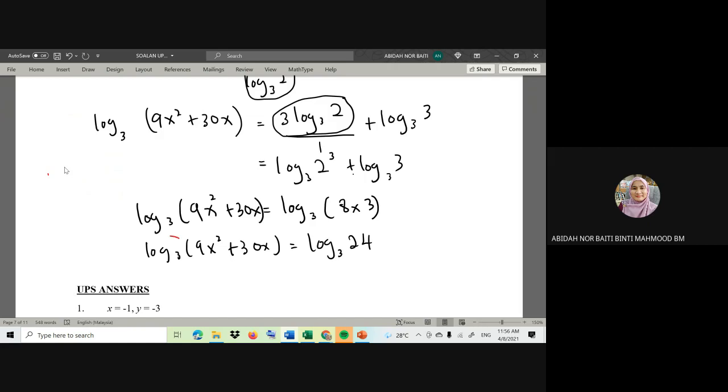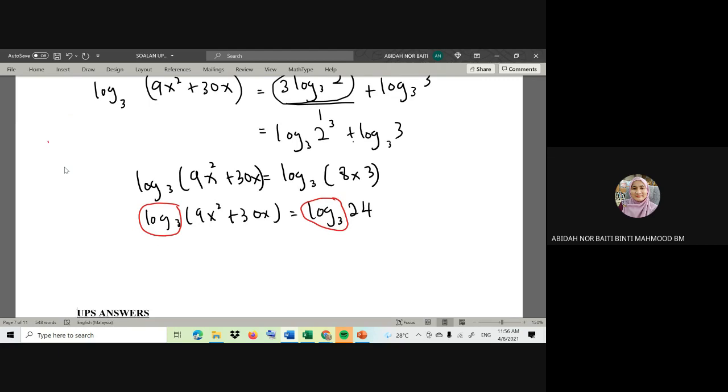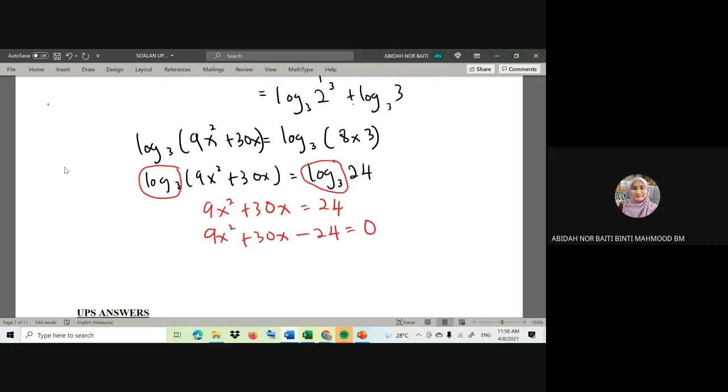And then so here this is a single log both sides with same base. Okay, nampak same base tu. Then we can compare its log. Then we rearrange. Okay, then we get quadratic equation. So we can factorize. Factorize, dapat apa? Bagi saya factorize. Factorize ni.